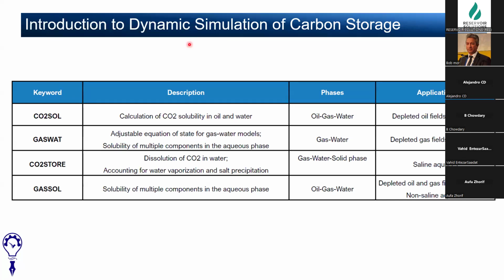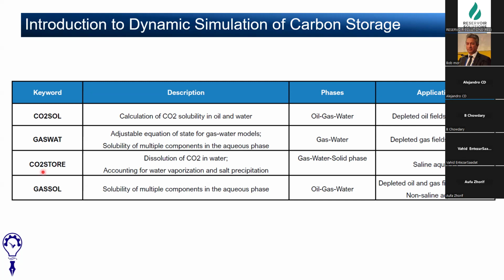If we are going to use Eclipse or tNavigator, as I mentioned, for different applications, we need to use a different approach and different keywords. For example, if we want to store CO2 into depleted oil reservoirs, or for EOR and EGR, we need to use the keyword CO2SOL. If we are going to store CO2 into depleted gas reservoirs, we can use GASWAT. If we are going to store the CO2 into a saline aquifer, we can use CO2STORE.